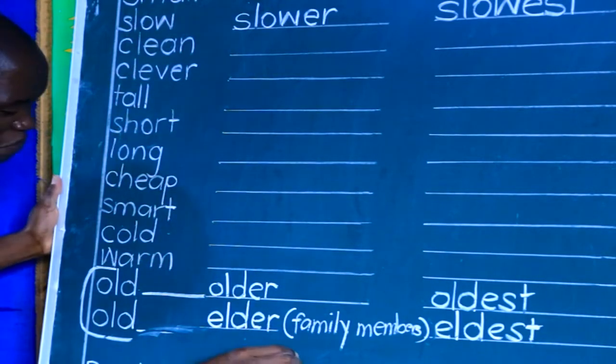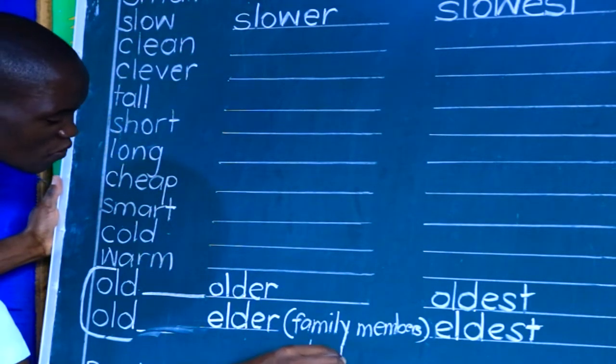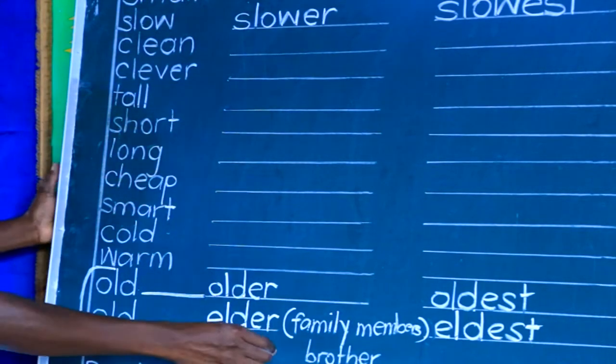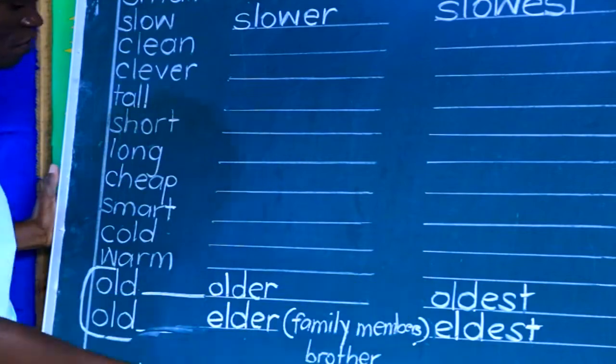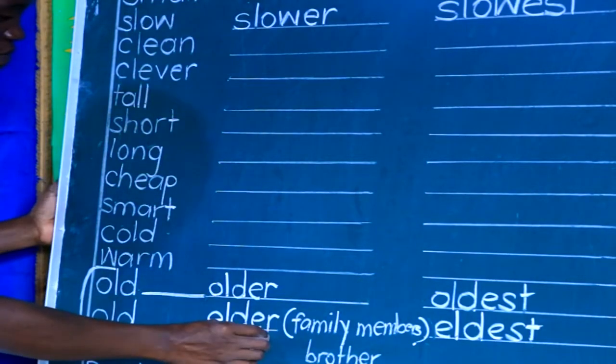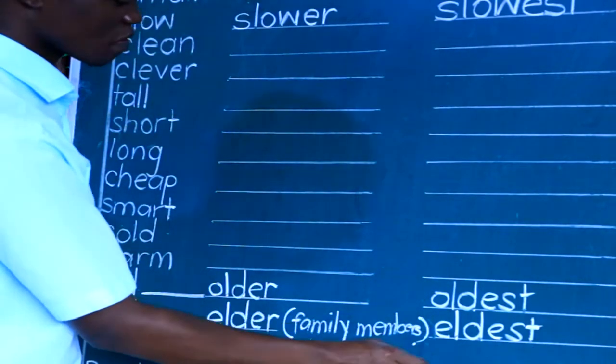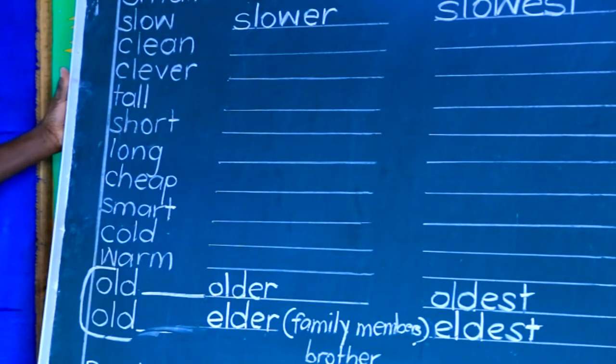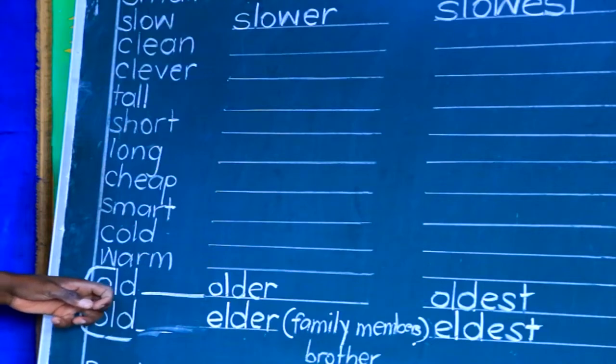When you hear the word brother, you're talking about people from the same family. Members from the same family, we can use the word elder. And the superlative is eldest. Who is your eldest sister? Mary is my elder sister. We go. What about old?